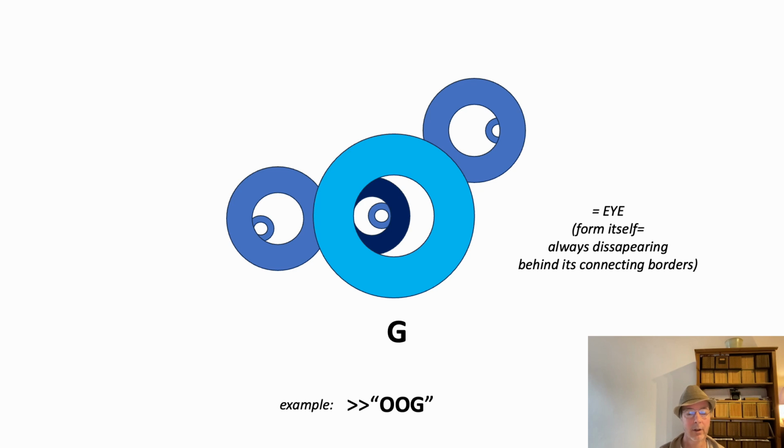So the space from O connected with two O's, so connected in two spaces, and the G there at the edges, so it is moving directly beyond the limits or edges of its form, and that's one of the ways to show the form of the eye.